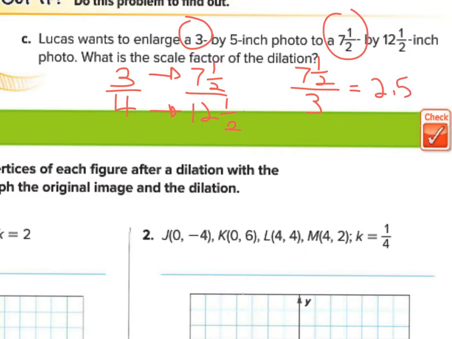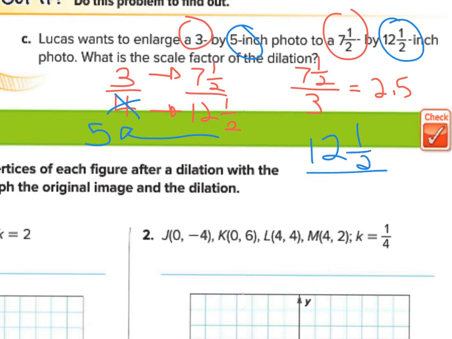Let's see if the same thing happens when I do it from the 12.5 to the 5. Oh, not 4. Sorry, I wrote that wrong. It's 5. My mistake. I just noticed it. Okay, so when I do that and I have my 12.5 to 5, I have to ask myself the same thing. How many 5's are in 12? I know I have 2. And what do I have left over? 2.5. 2.5 is half of 5. So again, it's 2.5. And there you have it. My scale factor is 2.5.